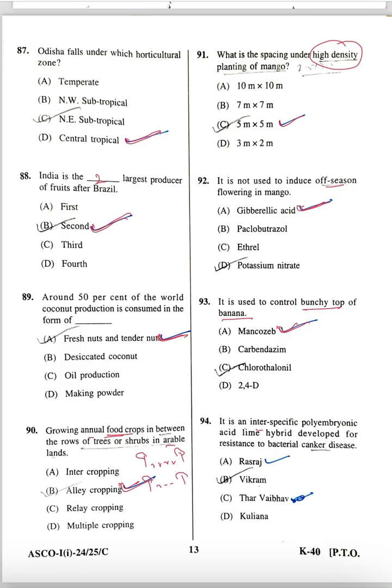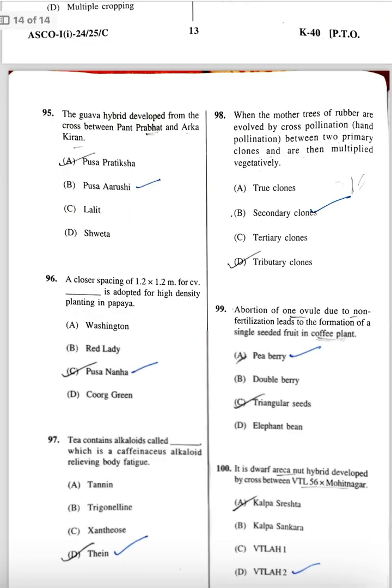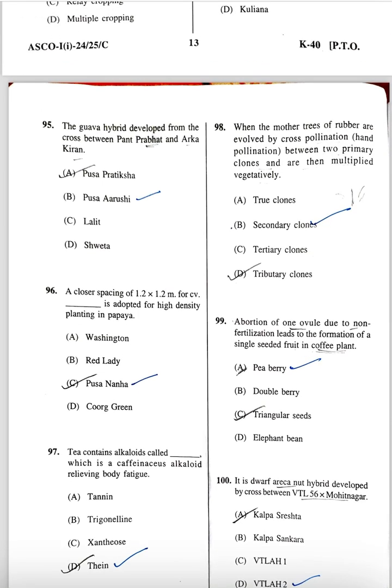Which one is an interspecific polyembryonic acid lime? Here Rasraj will be the answer, interspecific, and it is resistant to bacterial citrus canker. Then this is the last one. In this case, we will see the guava hybrid developed from the cross between Pant Prabhat and Arka Kiran, and it will be Pusa Arushi. Then a closer spacing of 1.2 by 1.2 in high density planting of papaya, Pusa Nanha, will be the answer. Tea contains the alkaloid theine, which is a caffeinaceous alkaloid relieving body fatigue.